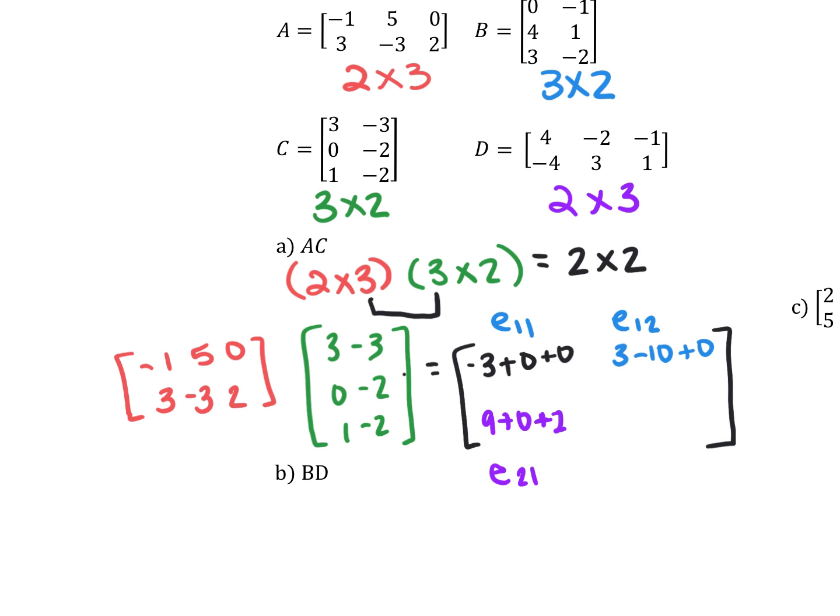The last one says do the E22. What does E22 mean? Second row, second column. 3 times negative 3. Negative 9. Negative 3 times a negative 2. And then 2 times a negative 2. Negative 4. So this is going to produce my 2 by 2 matrix. Got that? It's producing my 2 by 2 matrix.